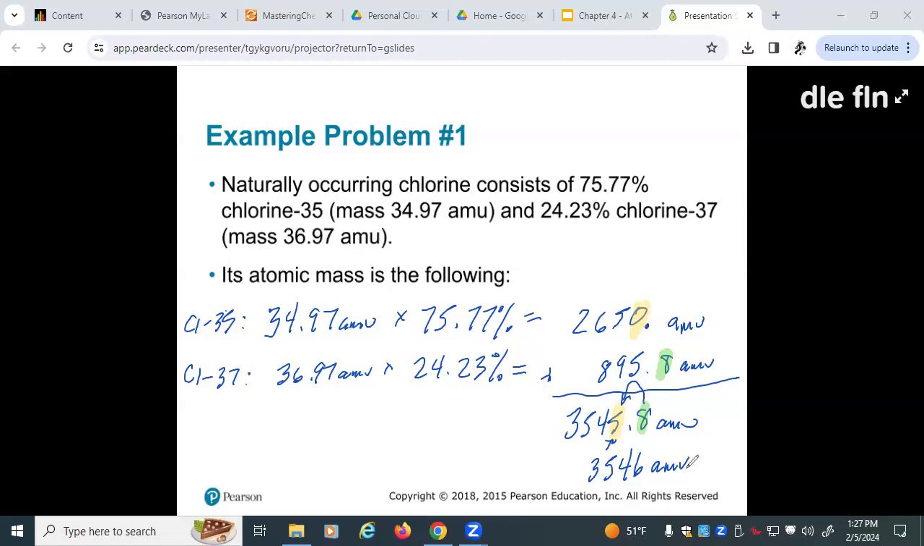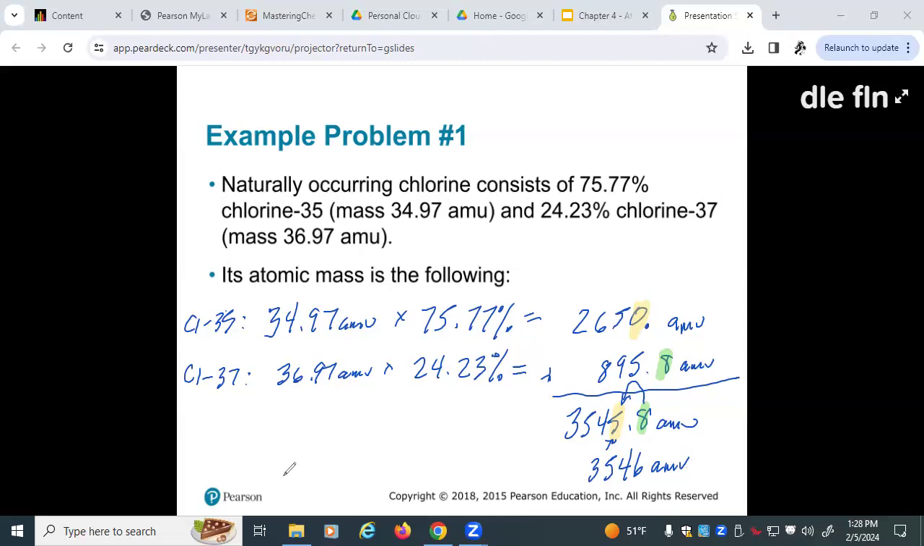Now I look at this and go, wait, atomic mass of 3,546? That doesn't make any sense. I can look at the periodic table and see that there's no mass greater than 294 on that table. Where am I getting 3,500 and change? This is why we know that we will never make the mistake of stopping here. We haven't divided by 100 yet. We haven't taken into consideration percents. This is why I do it this way. This answer makes no sense until I divide it by 100.